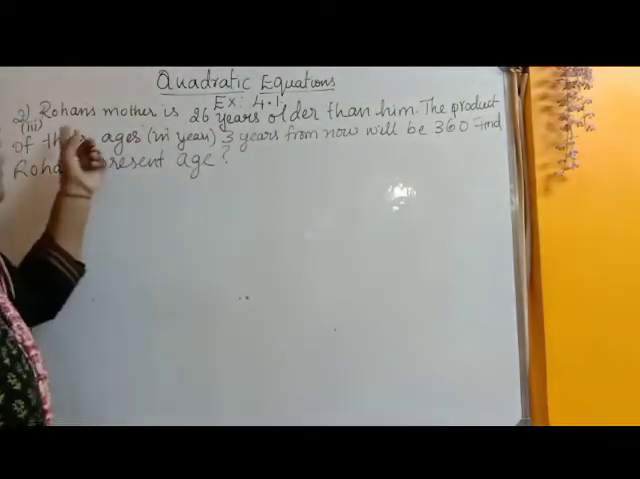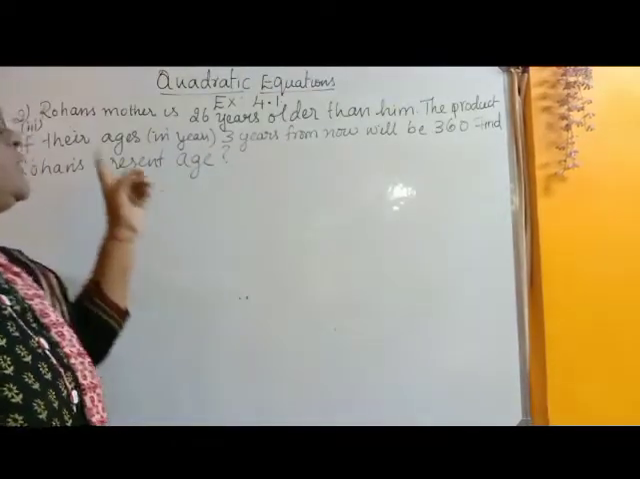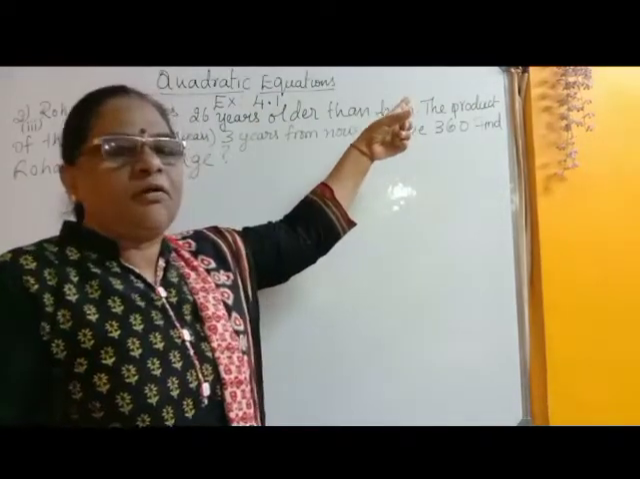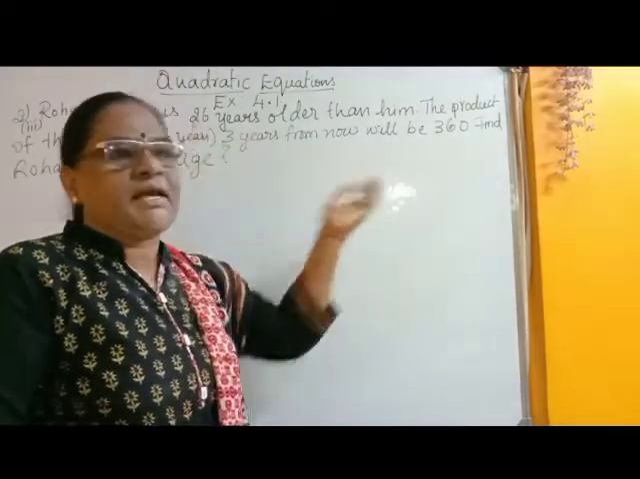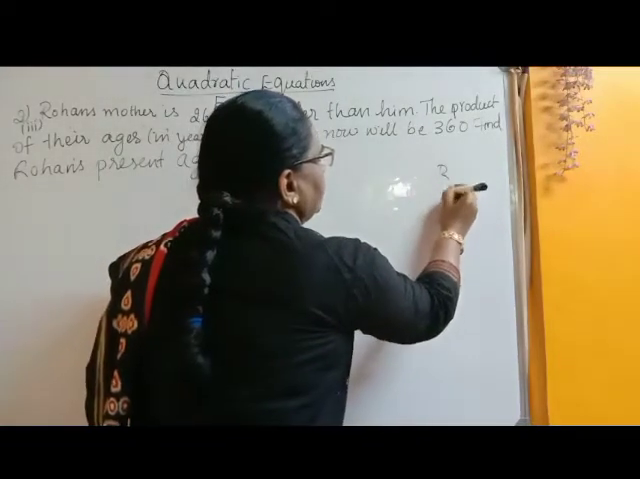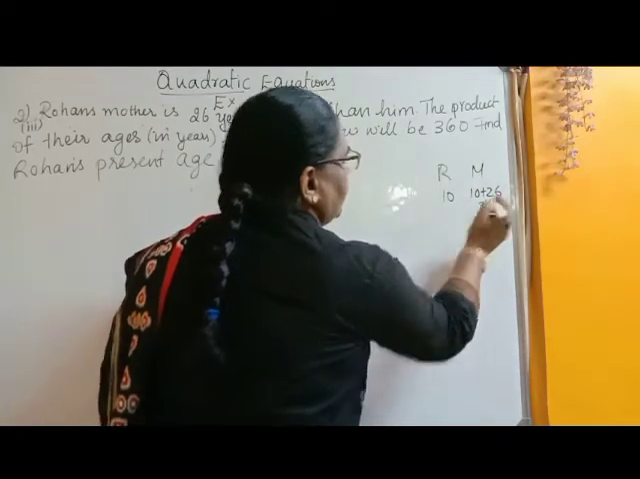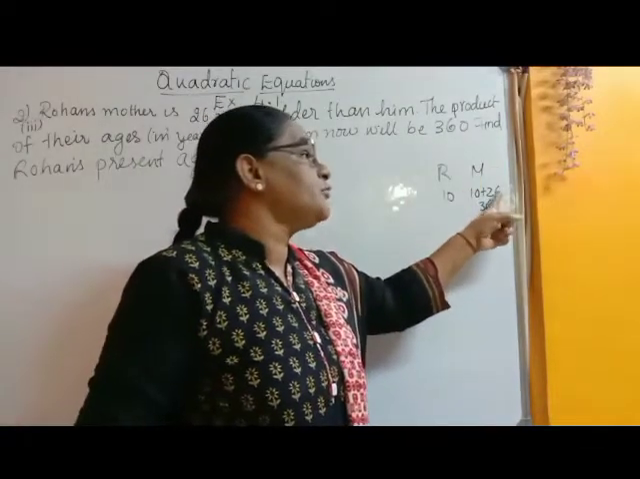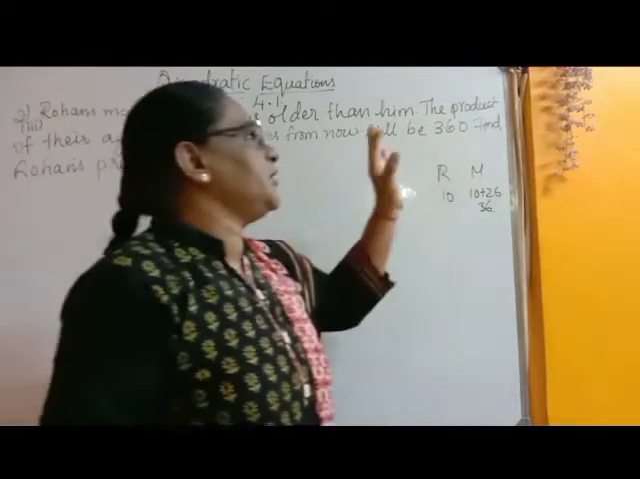What he says: Rohan's mother is 26 years older than him. Him means Rohan. Whatever is the age of Rohan's mother will be 26 years more. Suppose Rohan is 10 years old, his mother would be 10 plus 26, that is, her age would be 36 years. So whatever is Rohan's age, mother's age will be 26 more than it, meaning plus. We don't know Rohan's age. We have to find it out.